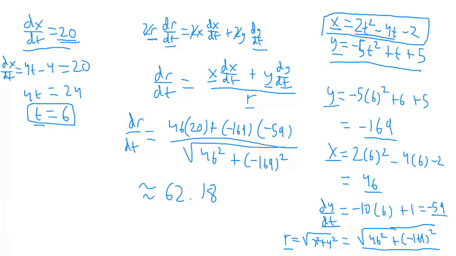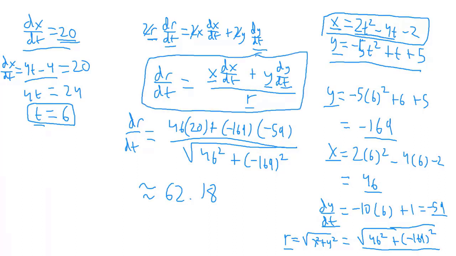And we were able to find out what our specific t was in our scenario by solving this derivative of x that they gave us. They gave us that the derivative of x with respect to t was 20. So that allowed us to see what specific time t we were at, which allowed us to solve for y, x, and dy/dt, which allowed us to solve for this implicit differentiation equation right here.